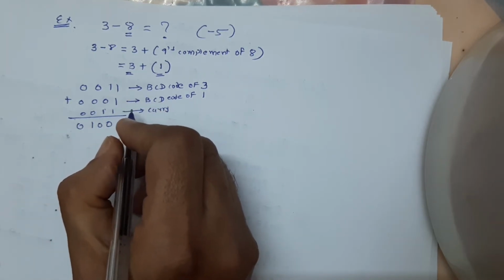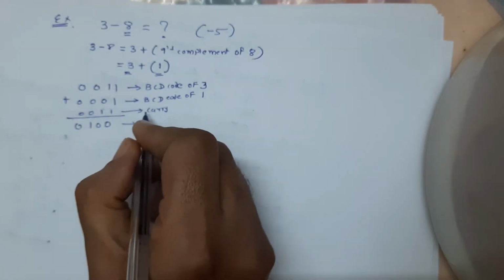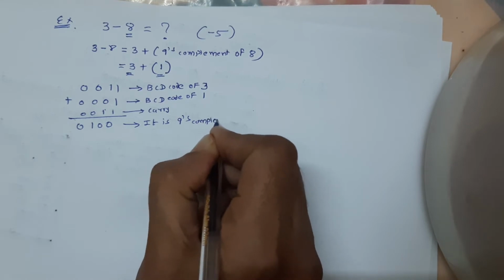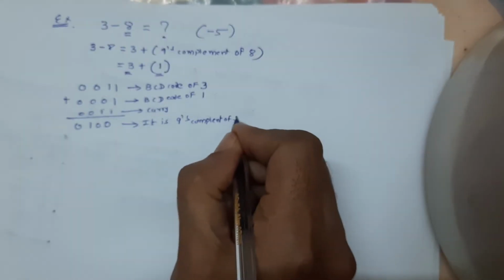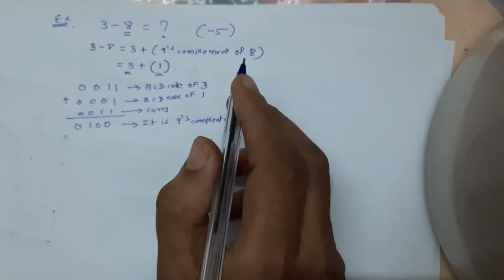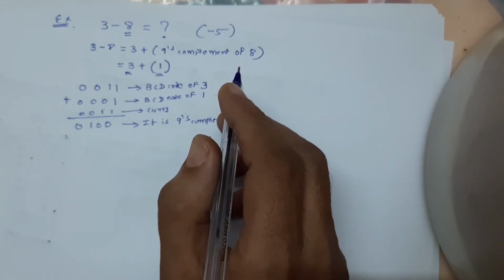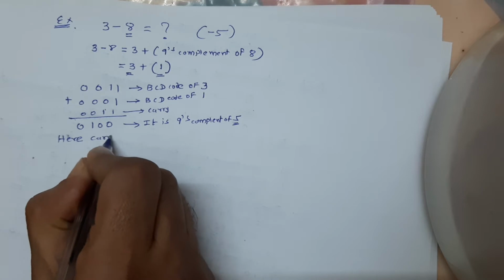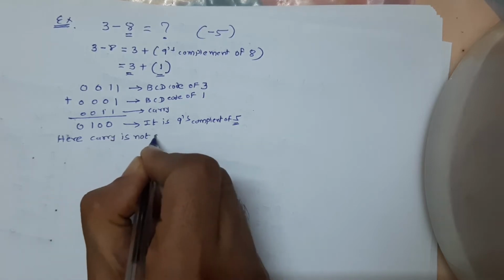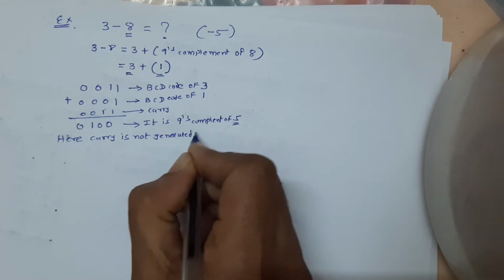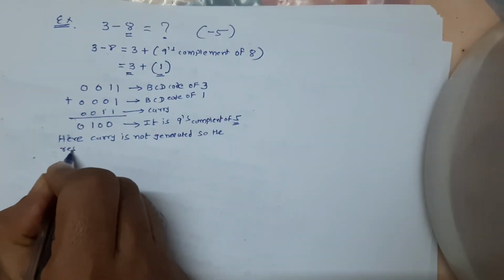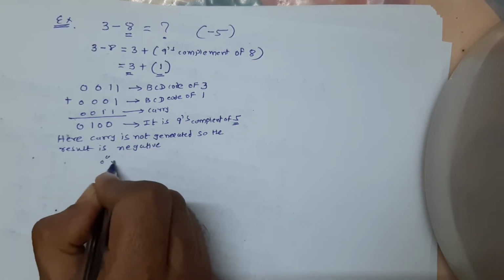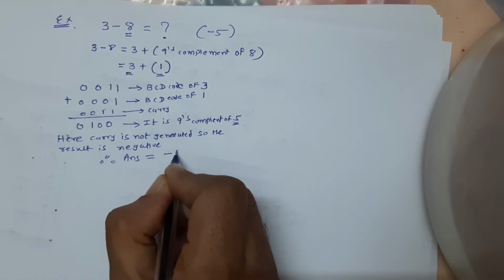It is the 9th complement of 5, right? Carry is not generated. The result is negative. Here carry is not generated, so the result is negative. Therefore, the final answer is equal to minus 5.